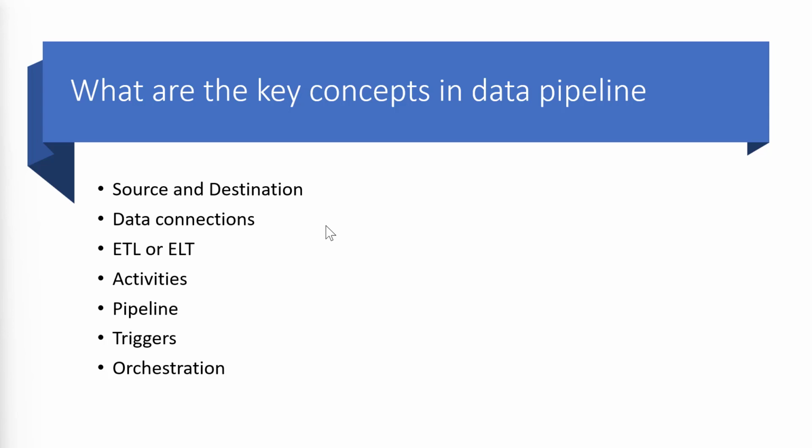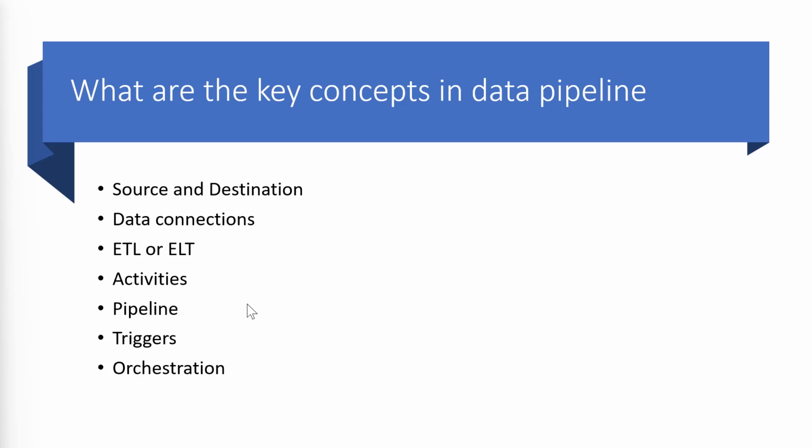There are some key concepts in data pipeline. First of all is source and destination, which is the location of your data and the direction it goes. Data connections define how your data pipeline service is linking to your source and destination. It includes data paths, data type, authentication method, etc. ETL or ELT, where E stands for extract, T stands for transformation, and L stands for load, is the process of how you move your data.